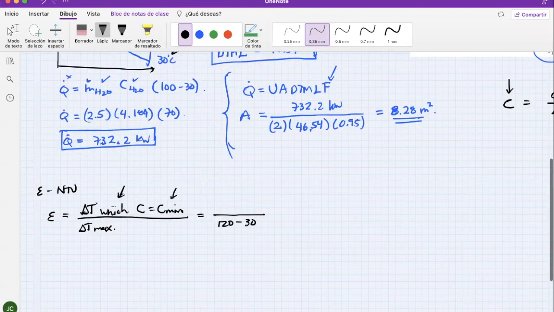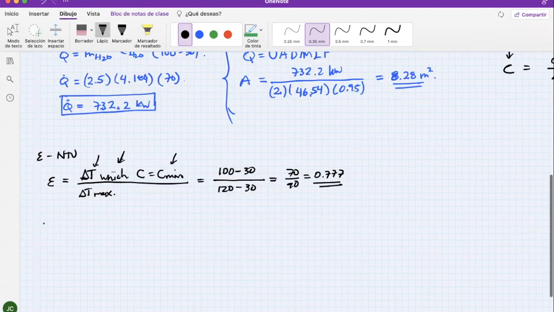So I know that this delta T is for the cold water being heated. I'm going to put here that this goes from 100 minus 30. That's what's happening there. If I do that, I get that this indicator is actually 70 divided by 90, therefore 0.7077. That's what I have for this effectiveness.